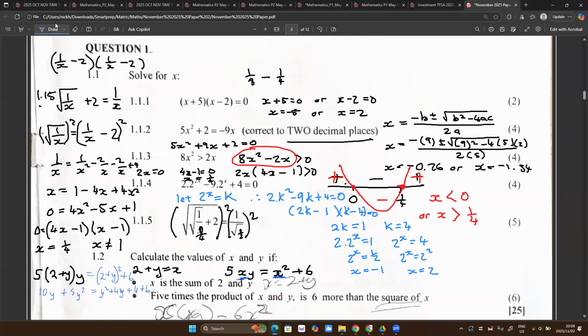So 5y squared minus y squared gives you 4y squared. 10y minus 4y, when that goes across, gives us 6y. And then 4 plus 6 is 10, which when we take it across becomes minus 10. And we can then divide by 2. So we get 2y squared minus 3y minus 5 is equal to 0. And now we can solve, right?